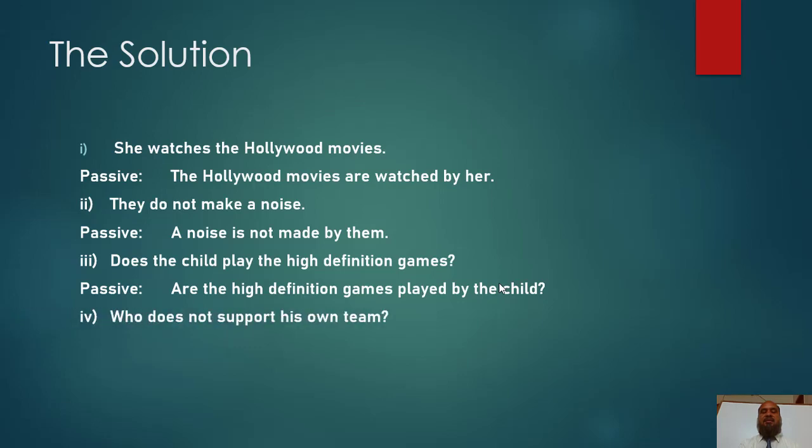Then sentence number 4. Who does not support his own team? Make its passive in your notebook. The passive of sentence number 4 is by whom is his own team not supported? Dear students, make corrections of sentence number 4 if any.